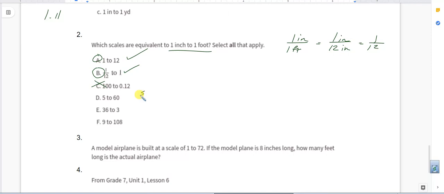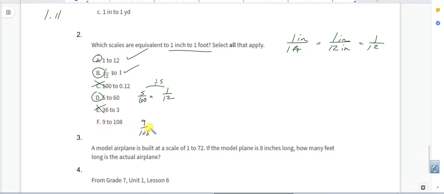What does the fraction 5/60 reduce to? Well, if you divide them both by 5, you'll notice that it reduces to 1/12. So that one works. 36 to 3, backwards, bigger number first. 9. Okay, be careful with this one.